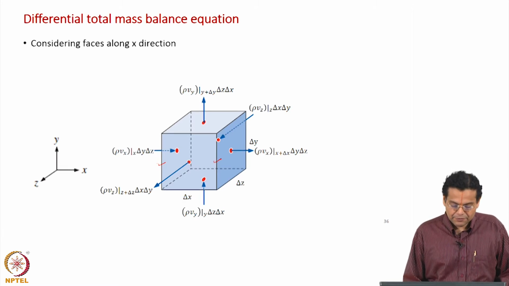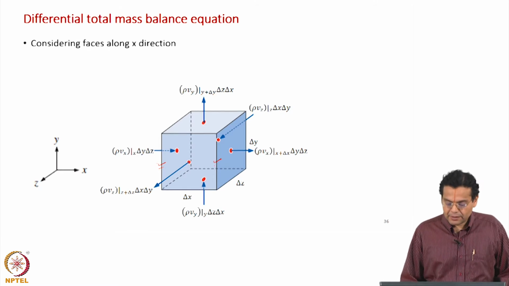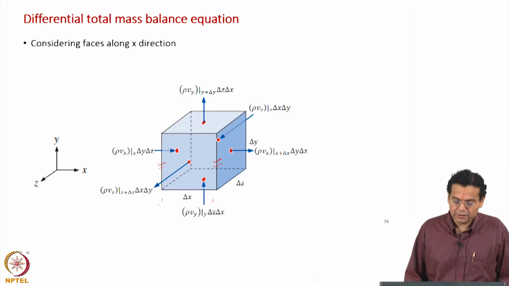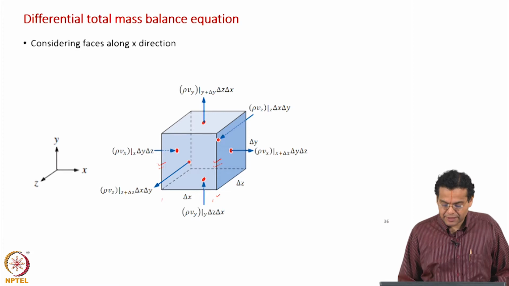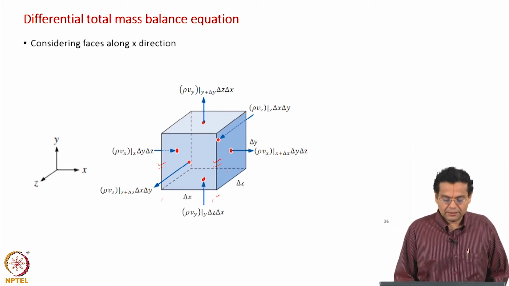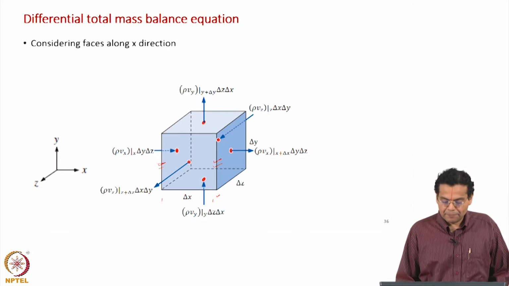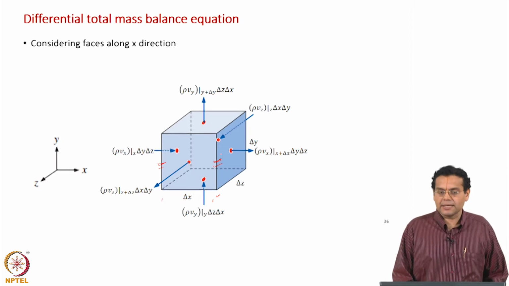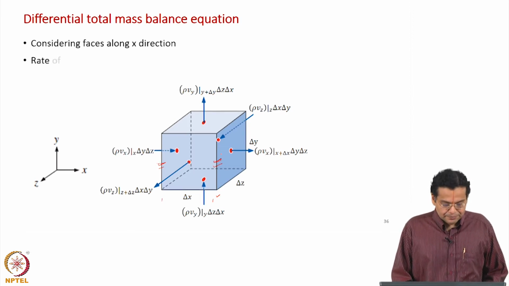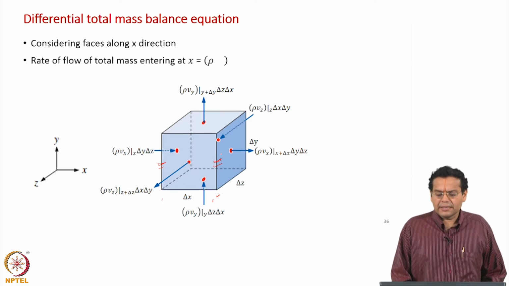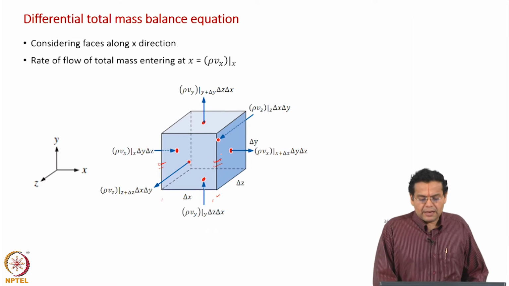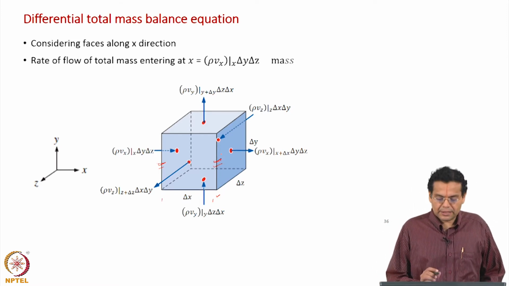Now, the inlet phase is at an x location of x. The outlet phase, because the length of the cuboid along the x axis is delta x, the right hand side phase location is x plus delta x. So, the entering phase is at x, the leaving phase is at x plus delta x. Now, what is the rate of flow of total mass entering at x? That is given by this expression.